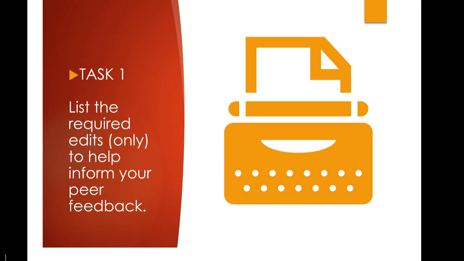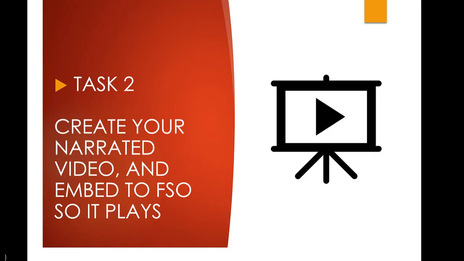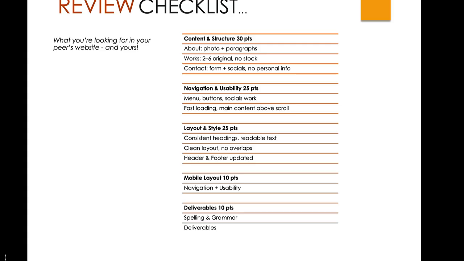Only the edits go in the checklist that you post in task 1. Your narrated video should be embedded so it plays. And this is your checklist that you used when you created your website, right? So these are the things that you're going to be looking at. There are some details you'll find in the checklist that you're provided with the form, but essentially these are the areas that you were graded on. They're not going to have these points necessarily. This is just the checklist that you were given. Okay.